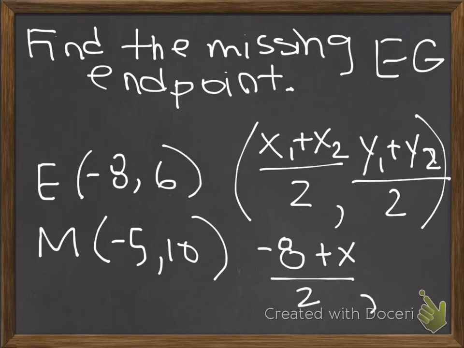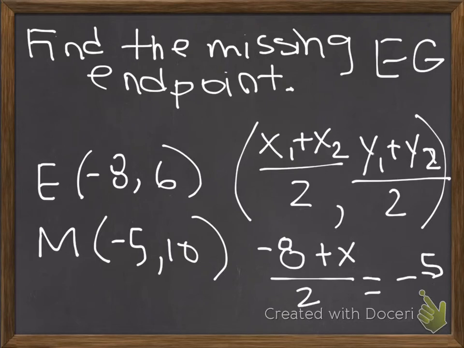So if we just do the x coordinates part, I'm going to take the x coordinate from E, and add that to the x coordinate from G, which we don't know and we're trying to find, so that's why it's x. And then I'm going to divide by 2, because that's part of the midpoint formula, and put it equal to what my x coordinate is for the midpoint, which is negative 5.